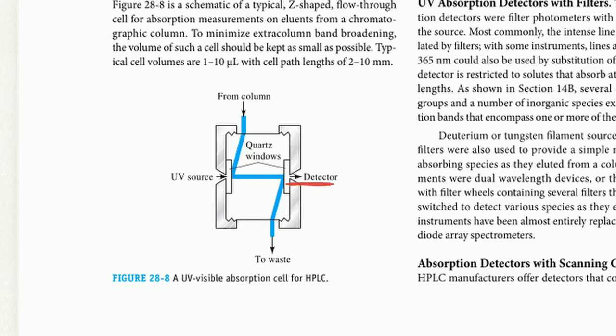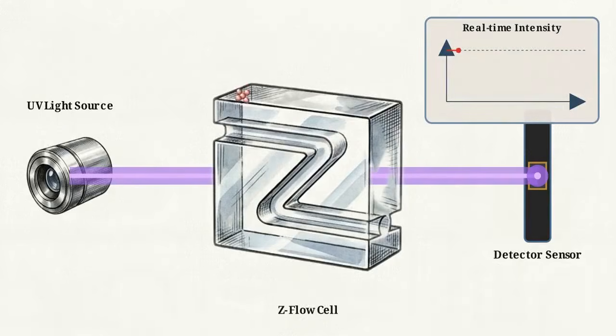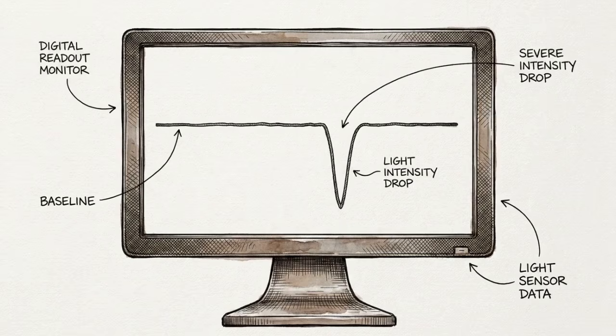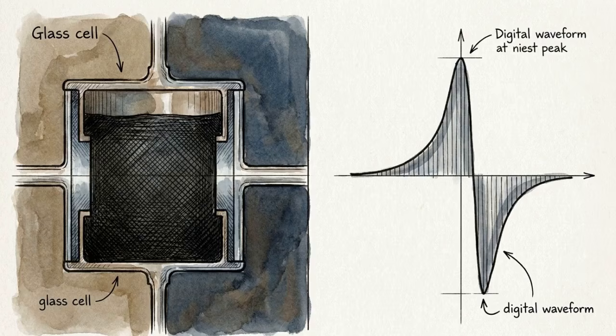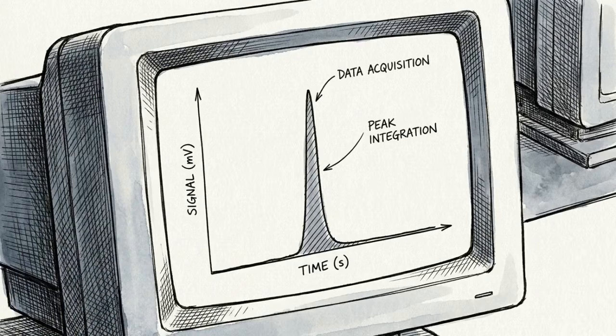But when one of those separated target molecules finally enters the cell, its chemical bonds will absorb a portion of that UV light. The light hitting the sensor dims, and the machine registers the drop in intensity. That tiny, temporary shadow inside the flow cell is the exact moment the physical chemistry of the liquid is converted into a measurable electrical signal.